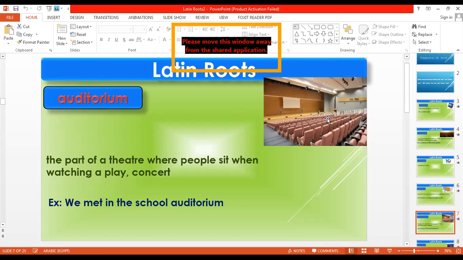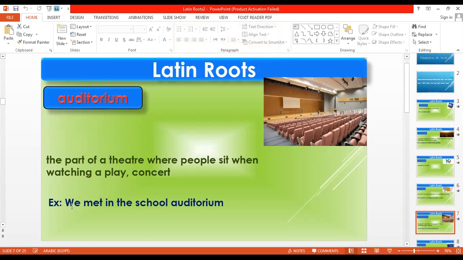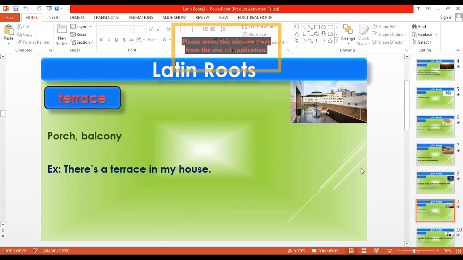Auditorium. Look at the picture. The auditorium is the part of the theater where people sit when watching a play or concert. For example, we met in the school auditorium. So auditorium is like a theater.